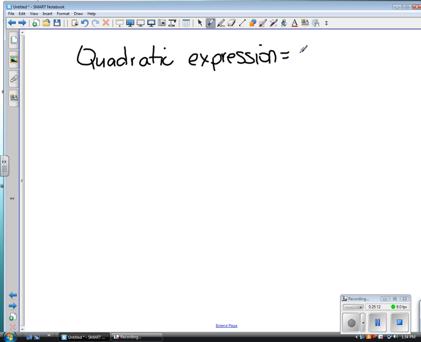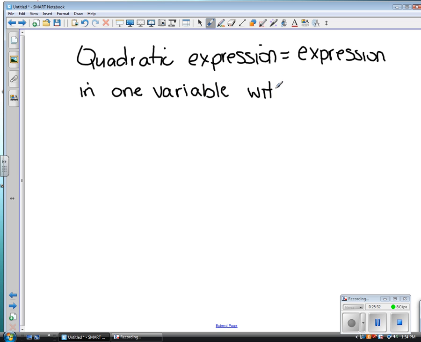A quadratic expression is an expression in one variable. What do you think I mean when I say in one variable? It only has how many variables? So can it have x, y? No, because that's two variables. So it only has one variable, an expression in one variable with a degree of 2.